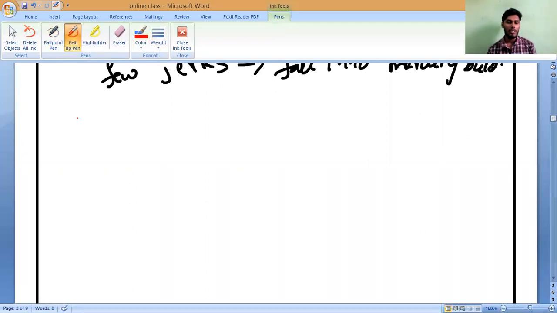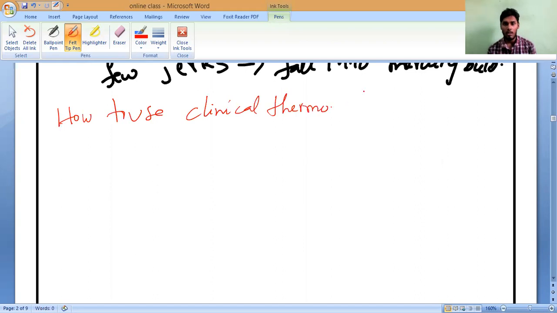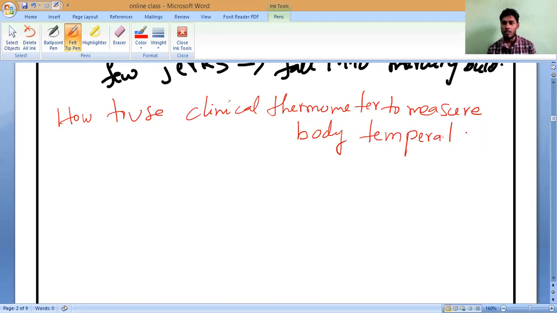Let us take the heading. What is the heading, Ra? How to use a clinical thermometer to measure body temperature. Do you understand, Ra? Body temperature. So now, let us see that. We will do some activity.